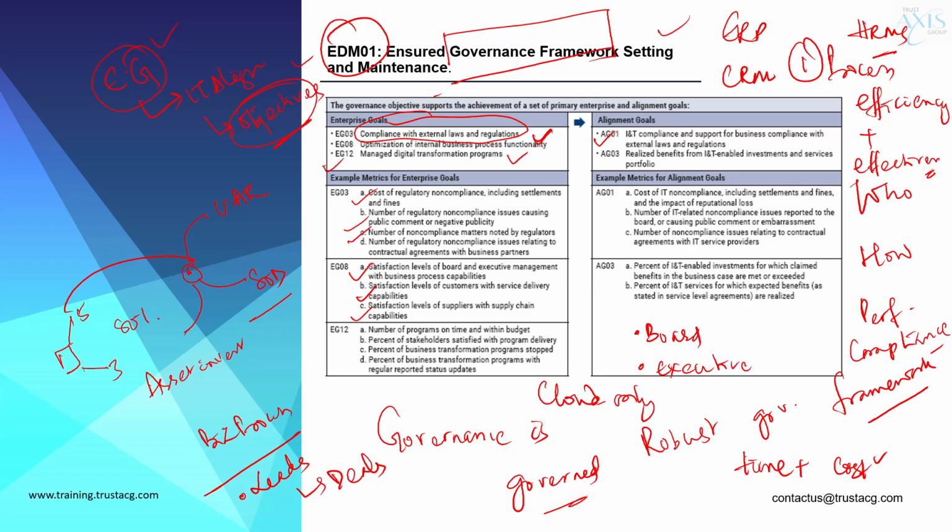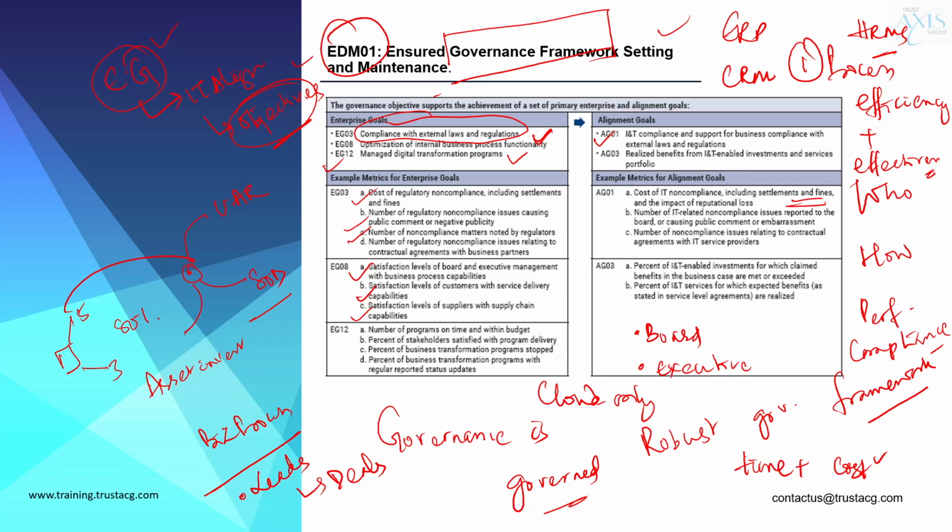Now, these can be measured again. These are specific to IT, right? So you can take a cumulative cost of non-compliance that is incurred because of IT related inefficiencies, which had resulted in financial penalties, settlements, and operational losses, right? Eventually to the business. Likewise, you can also measure the number of IT related non compliance issues that has been identified from internal audits or assessments or external assessments that are being done.